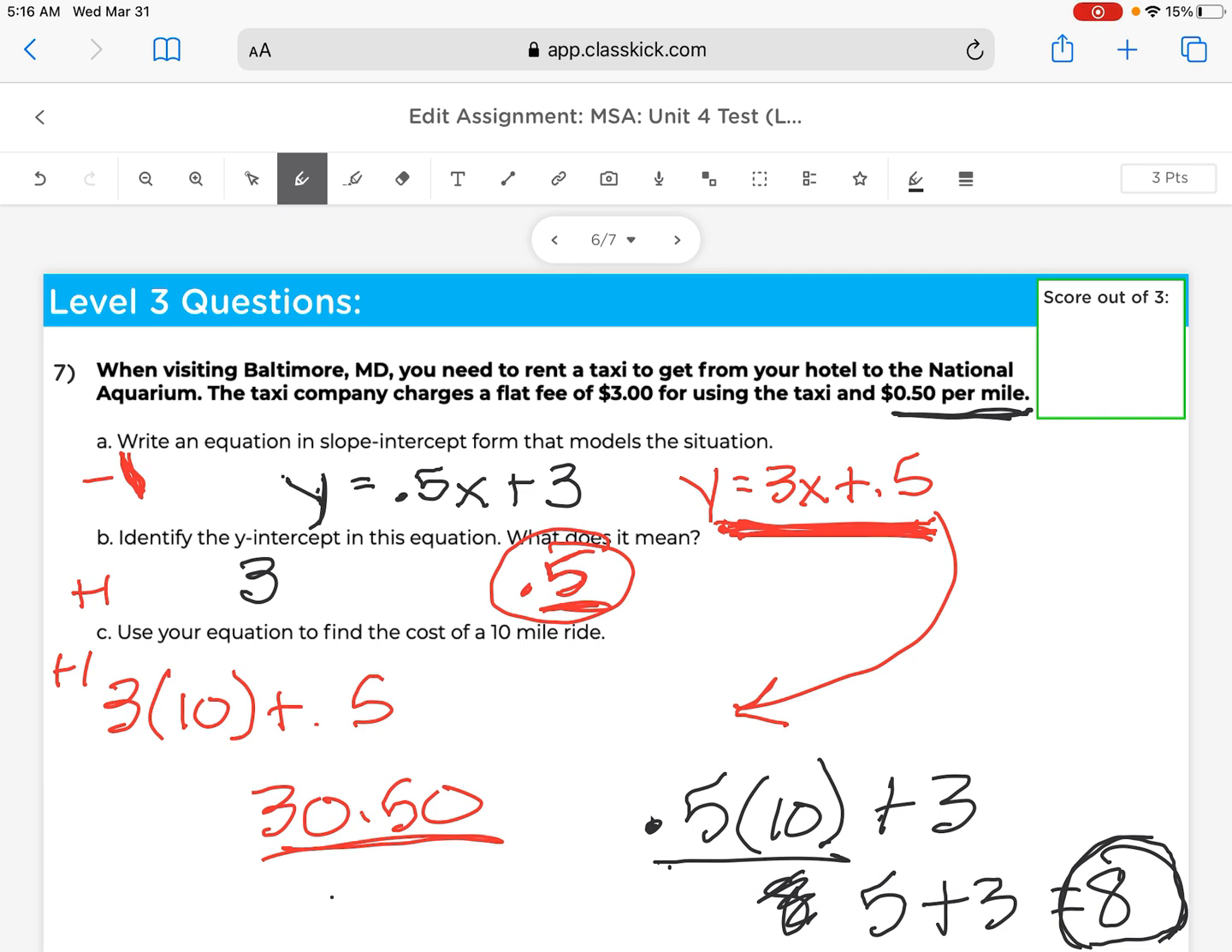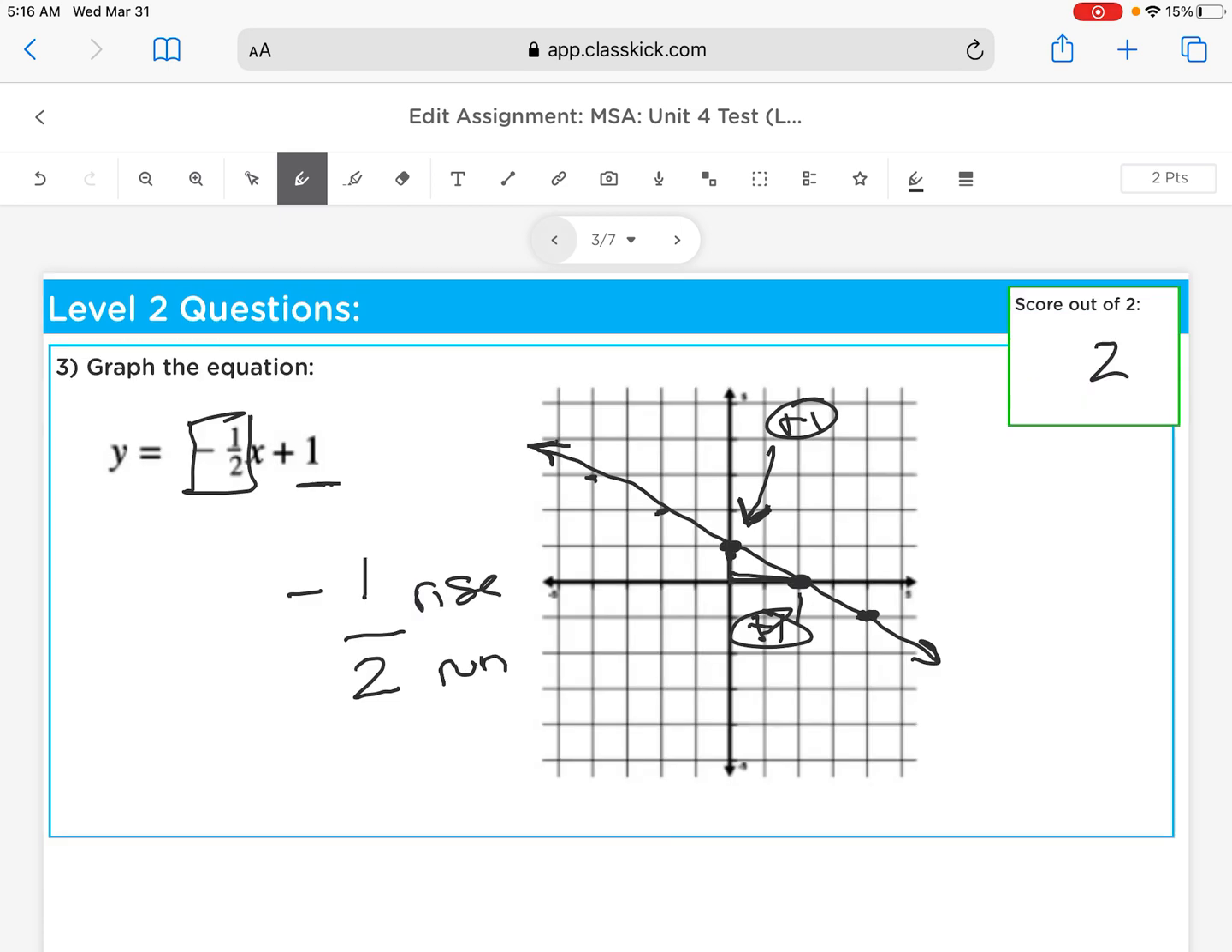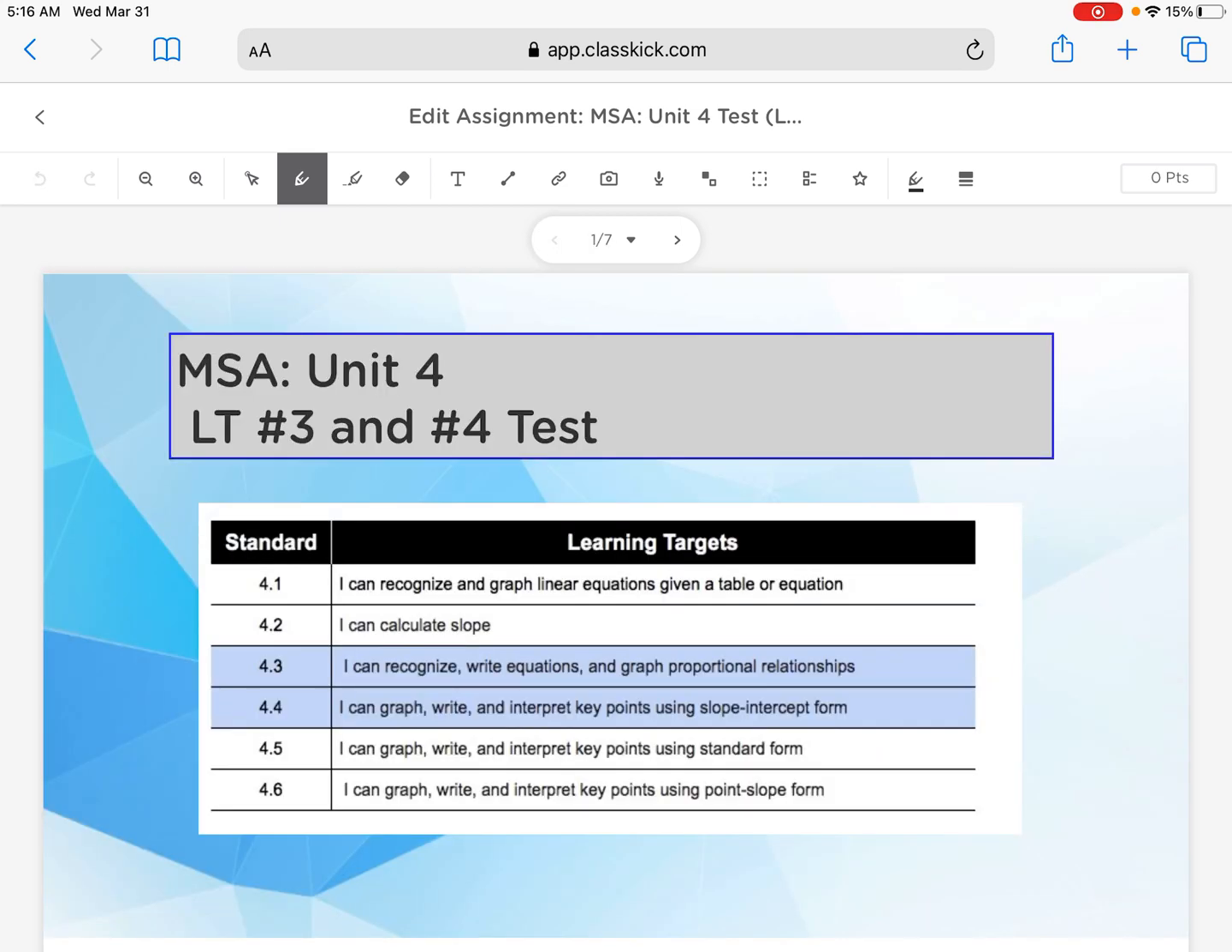If you're not 100% sure what your score should be, let me know, especially on these last 2 questions, or if maybe you made a mistake and you don't know what, communicate with me and we'll talk about that. But you have a grand total of 14 points. So add up what you had and put it on the top out of 14.